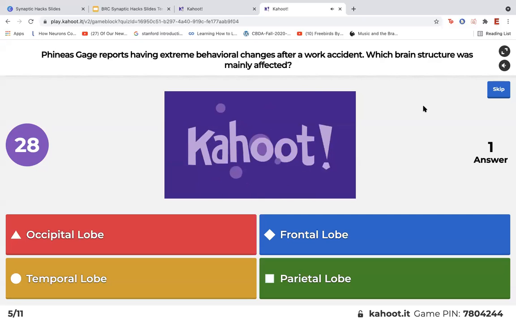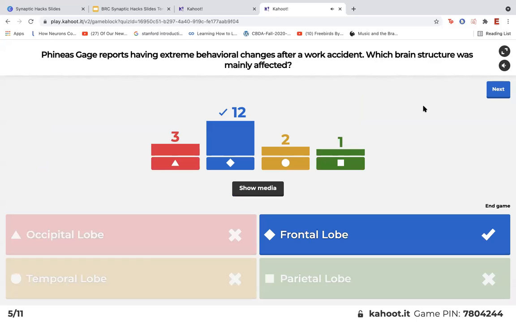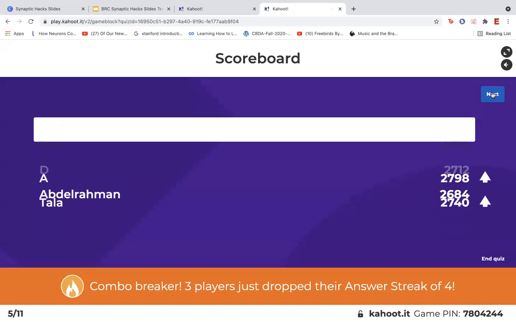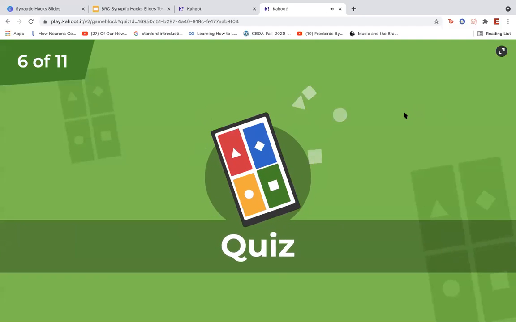Right. Phineas Gage reports having extreme behavioral changes after a work accident. Which brain structure was mainly affected? So which brain structure controls a lot of your personality, how you behave, of your higher cognitive thinking that might influence quite a lot? Yes, the majority of you got it. Awesome job. Yeah, the frontal lobe is the lobe that deals with all of those things. We got some healthy competition going. Awesome. Next question.